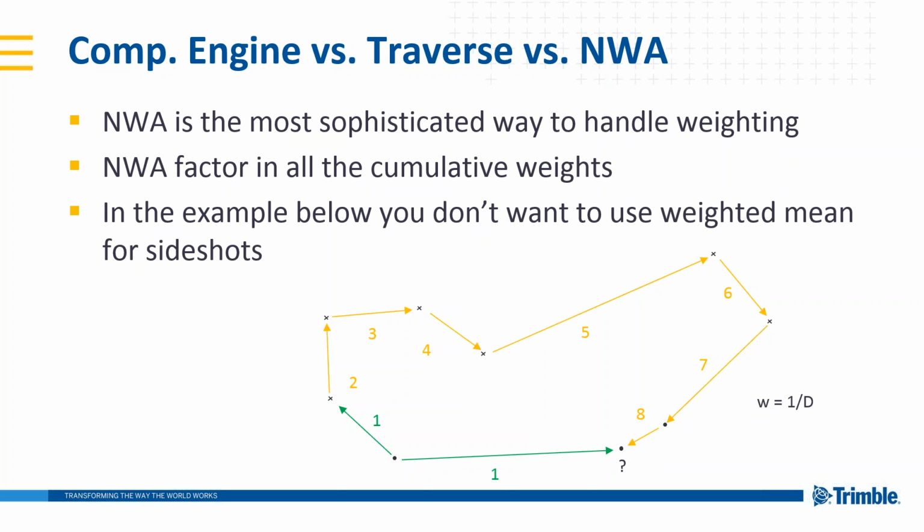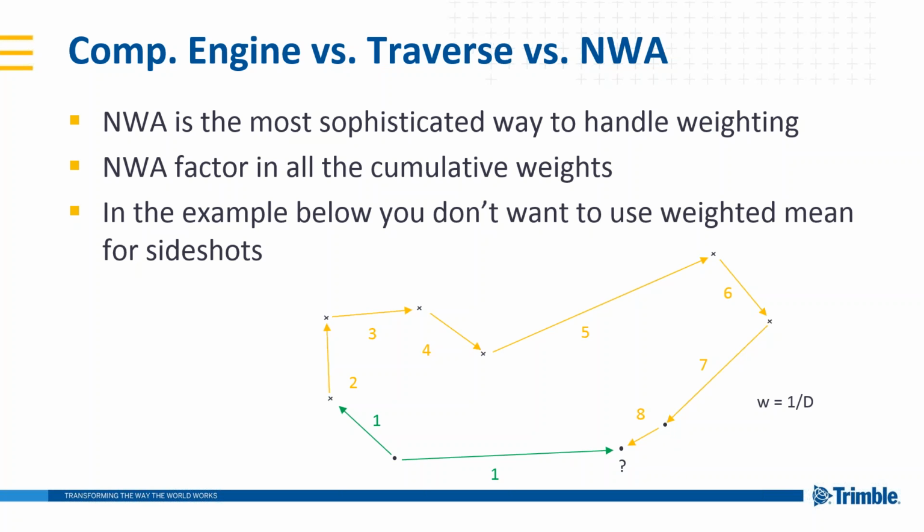This example also serves another purpose: to show the value of traverse adjustment or network adjustment. NWA stands for network adjustment here. If you're doing a traverse adjustment and balancing all the errors between your angles and distances, then weighted mean is a good method to run. If you have run a traverse adjustment, that means you have removed most of your errors by the time you arrive at this point. In that case, it's okay to use the weighted mean.